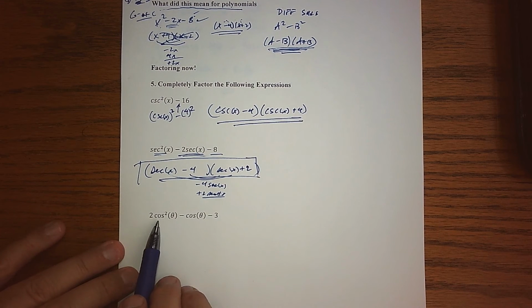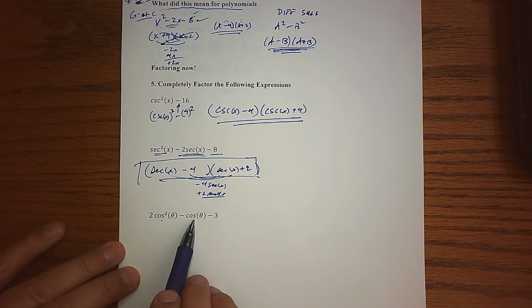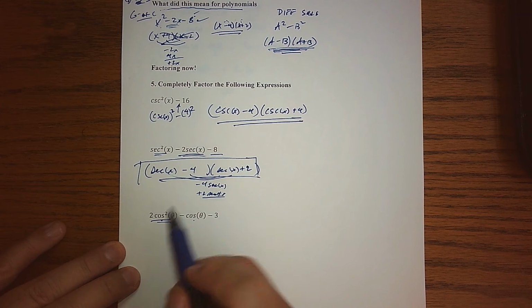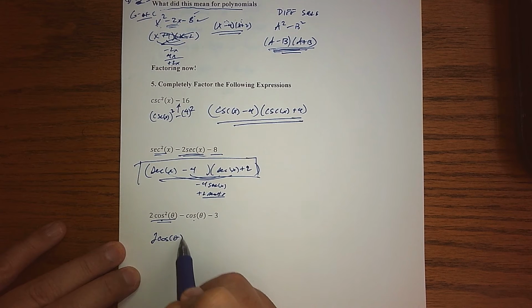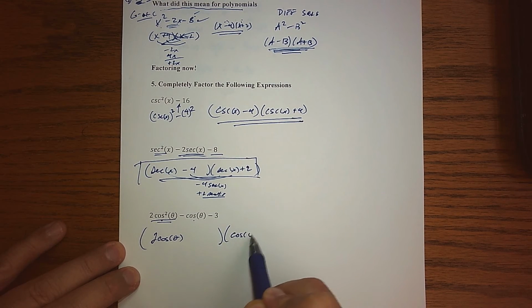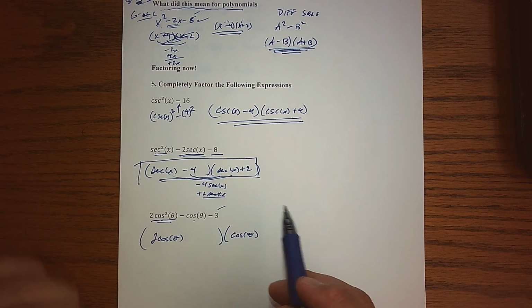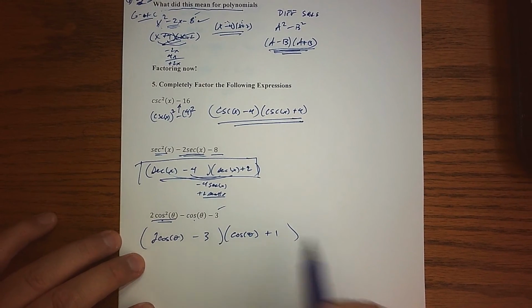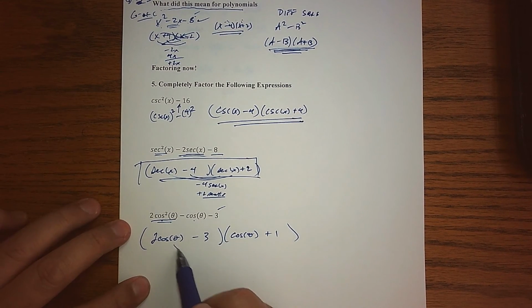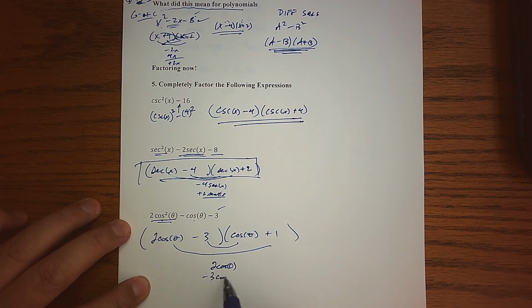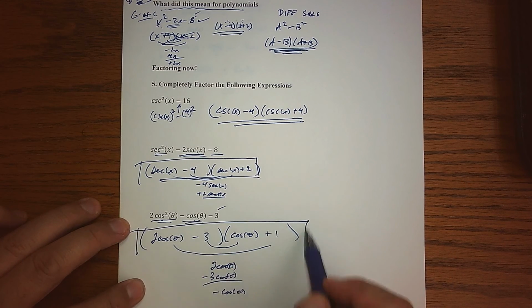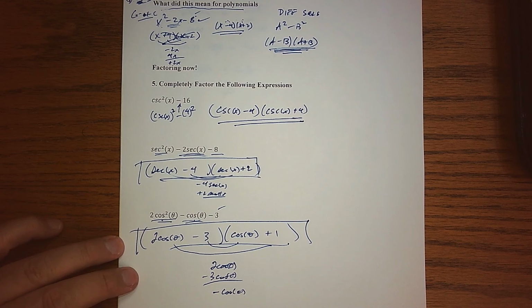All right, and then in terms of cosine, again, we see a cosine squared and a cosine. So what two things multiply up to 2 cosine squared? Well, I know for sure 2 cosine theta times another cosine theta. What multiplies up to negative 3? Well, lots of combinations here. How about I try minus 3 and plus 1? So to check it, when I do my outer, I get a 2 cosine theta. When I do my inner, I get a negative 3 cosine theta. And combining those, I get a negative cosine theta, which is exactly what I need in the middle. So there is the factorization of that trinomial right there.